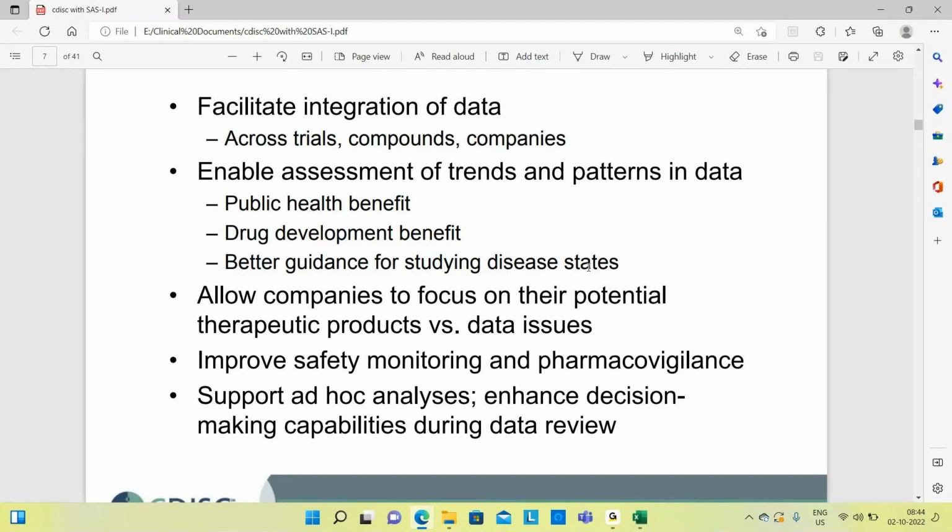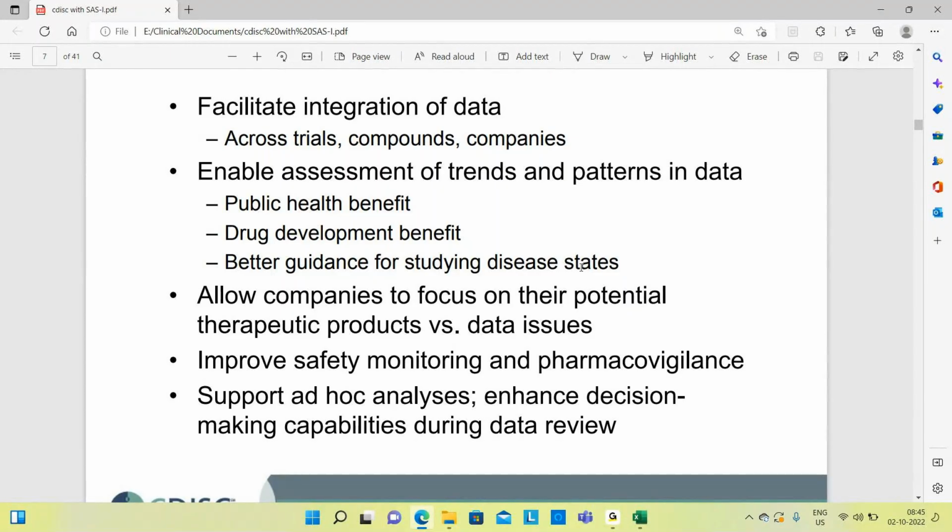Next, improve safety monitoring and pharmacovigilance. With standards, you can improve safety visibility and pharmacovigilance. Support ad hoc analysis and enhance decision-making capabilities during data review. Right. So now you can see here, these are all the issues.